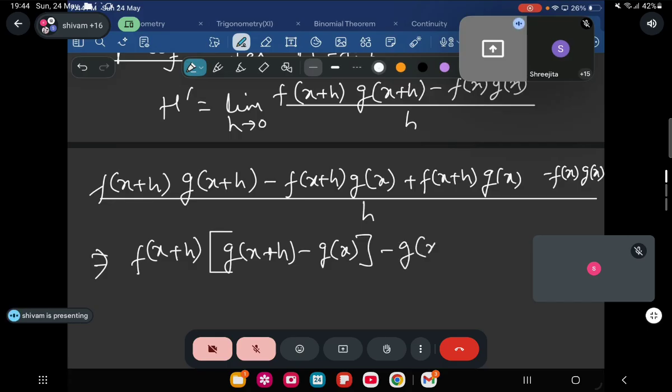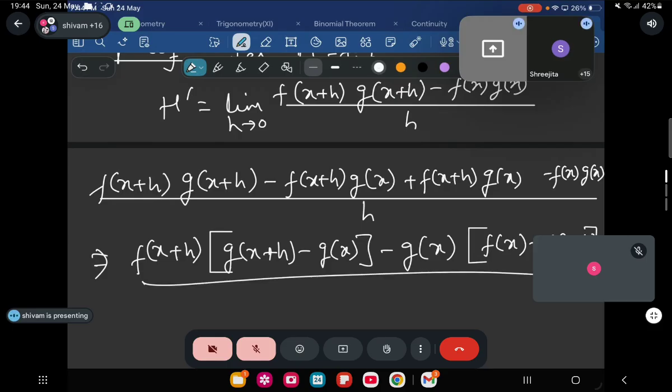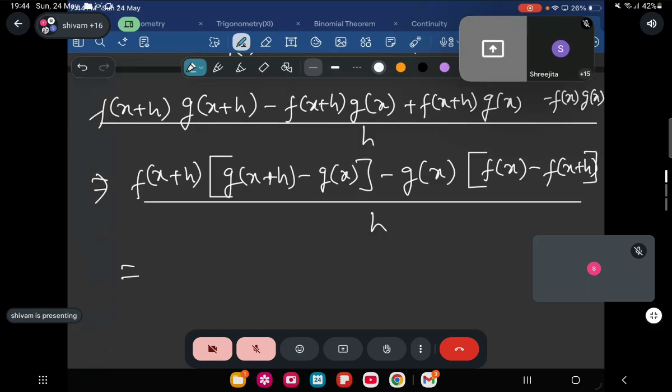Minus g of x common. What are we getting? Minus f of x common. But f of x is not common, g of x is common. Yes, minus g of x common. We get g of x into f of x plus h minus f of x, divided by h. Okay, wait. I understood. Wait, everyone.